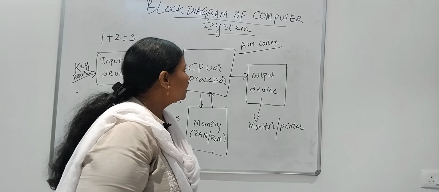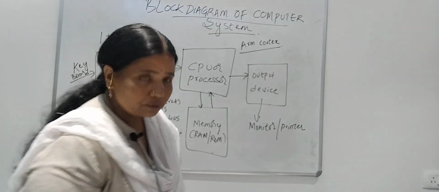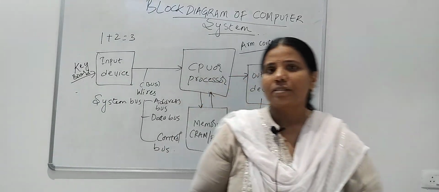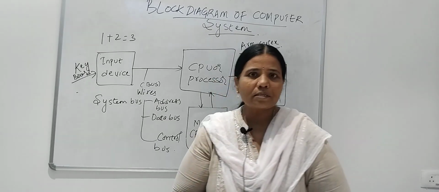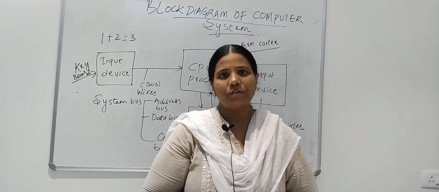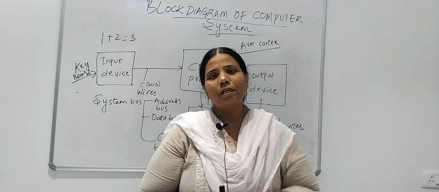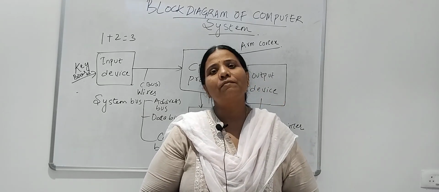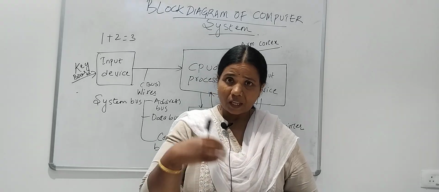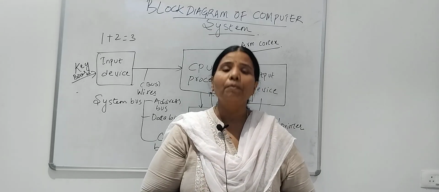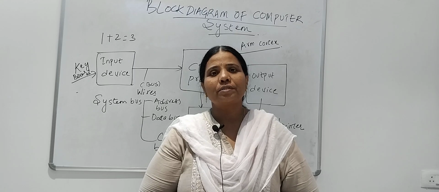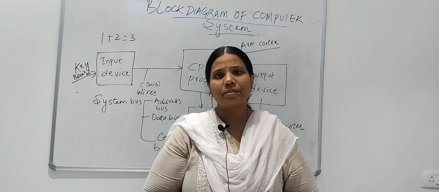Whenever you come to the block diagram of a computer system, what is a computer system? If you take a calculator which you use daily, that is one computer system, isn't it? We are using a mobile phone. Your mobile phone is one computer system. Your robot is one computer system. An ATM machine is one computer system. A washing machine is a computer system.